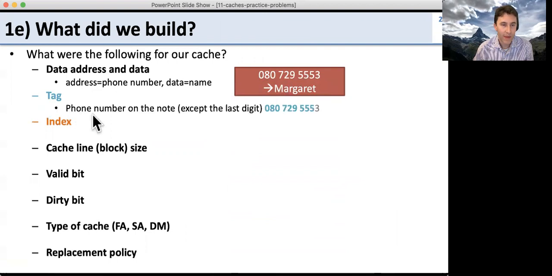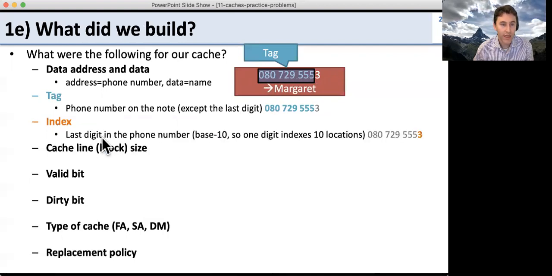Now what's the tag? Well, the tag was the phone number except for the last digit. Remember, this is what we used to check and see if the value we had in the drawer was correct. And the index was the last digit. So this was the last digit here. That's the index. That's what we used to know where to look in the cache. And the tag is what we used to see if we had the right thing in the cache.